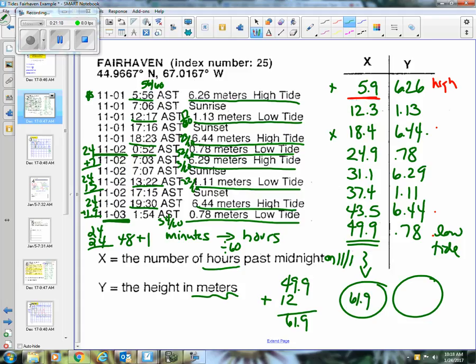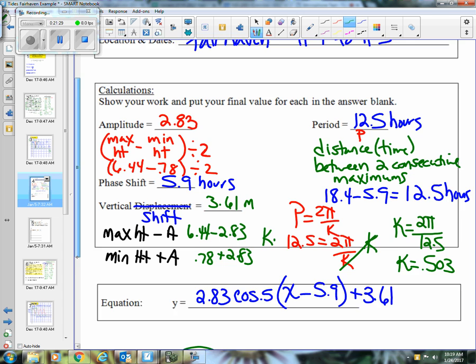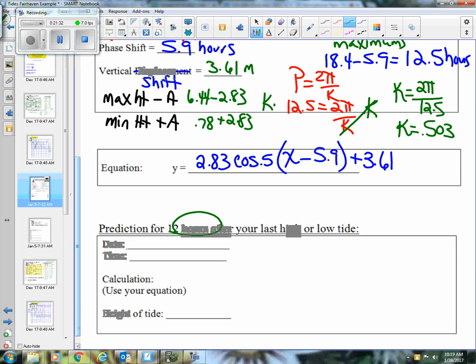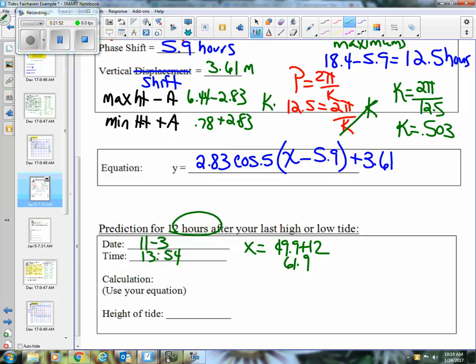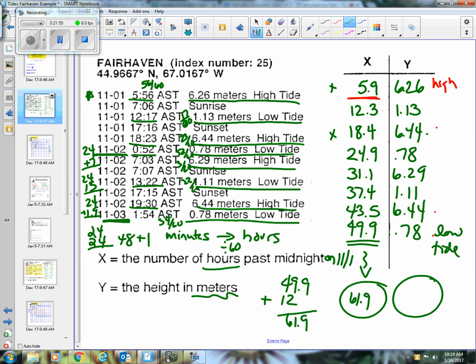So if I want to figure out what the value of the function is at hour 61.9, we can figure that out by substituting it into the equation. All right, so let's go back to our equation here. So that would be an x value of, we did 49.9 plus 12, so 61.9, which would be on the third still, I believe, right? Because that would be 48 hours plus another 12, so it'd be at 1354. Right, because if our last value was at, let's go back to the raw data here, at 154, I just add 12 hours to that.